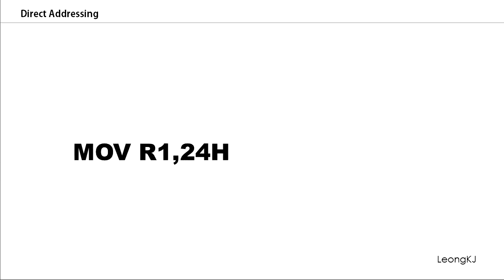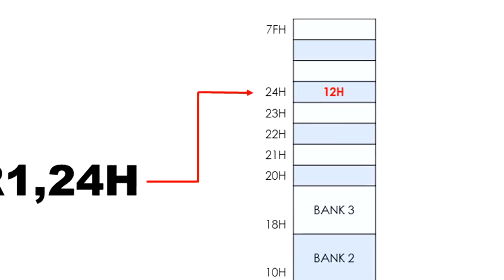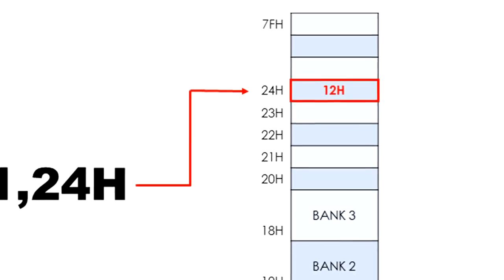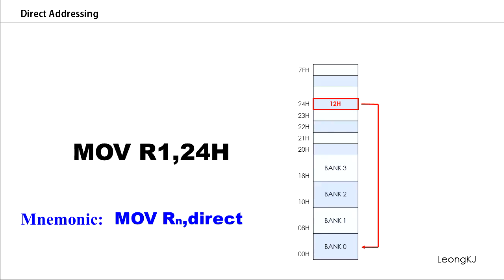Another example of direct addressing. 24 hex represents the address of the internal data memory. The value 12 hex is moved to register R1. The mnemonics of this instruction is move direct to register Rn.